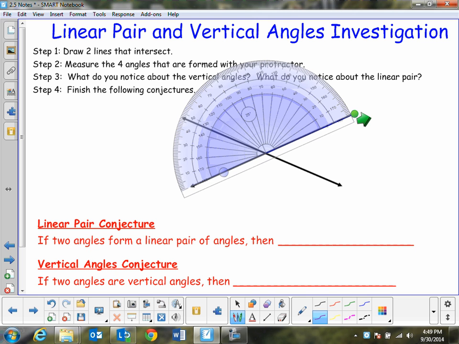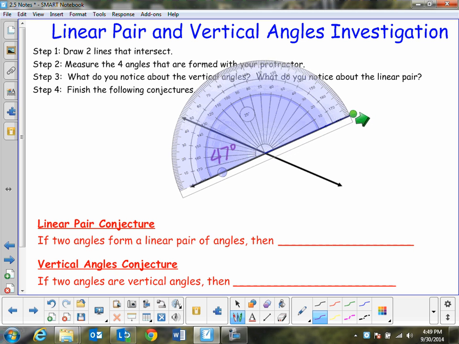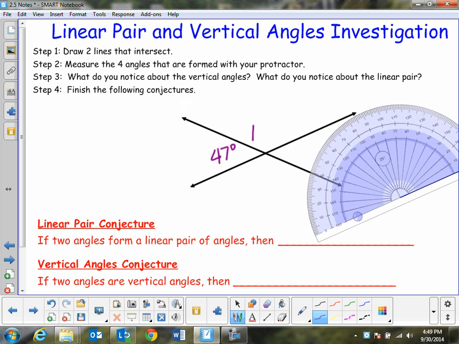But when I measure this angle here on the left, it's about 47 degrees. So I'm going to label that one. This one is 47 degrees. When I measure this angle over here up at the top, I'm going to start at the 0 right here and go 10, 20 all the way. So this one's 133 degrees. I'm going to write that right there. That one's 133 degrees.